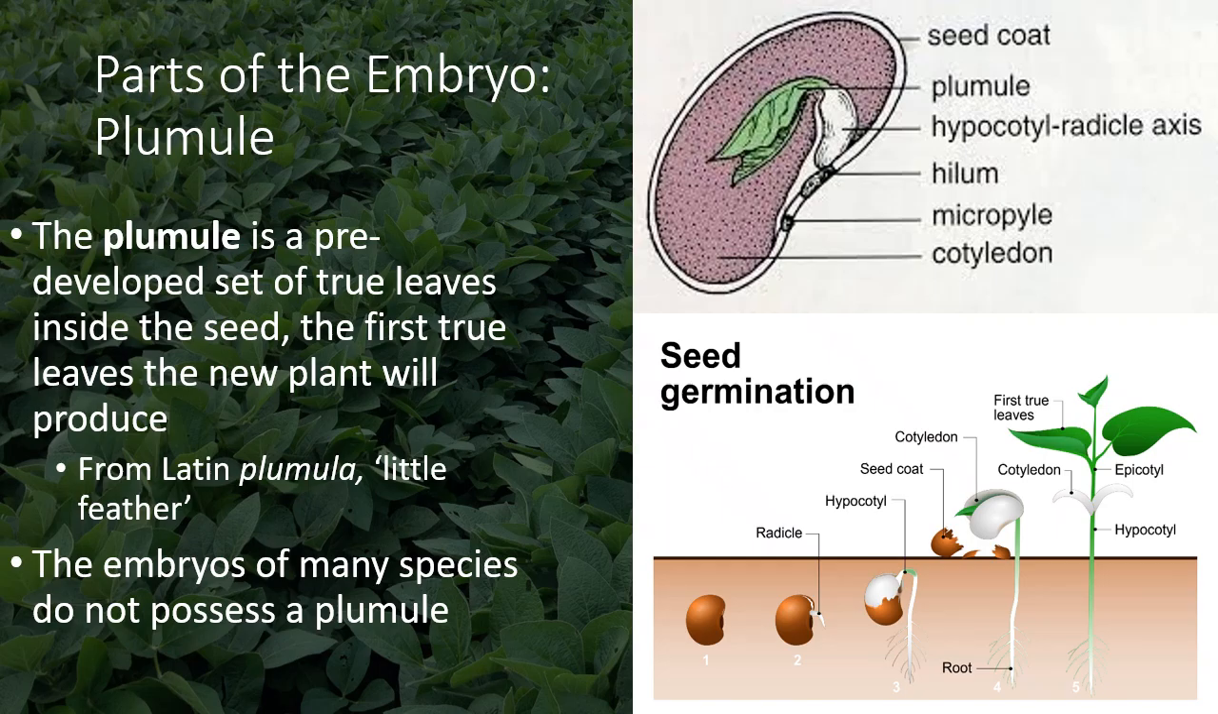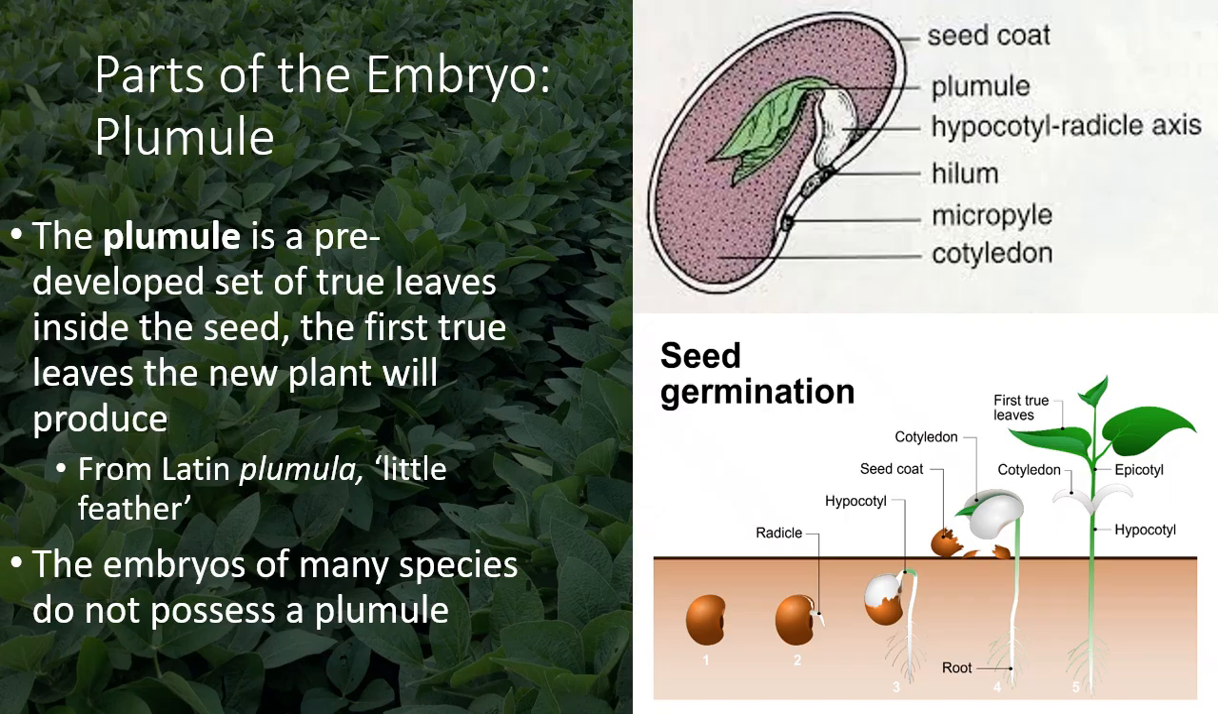The embryos of many species do not possess a plumule while they are a seed. A really good example are sunflowers. Sunflowers do not have an epicotyl or a plumule above the cotyledons. They simply have a radicle, cotyledons, and a little bud that will develop into the epicotyl or the first mature shoot. They don't bother developing an epicotyl or a plumule until after they have already germinated.